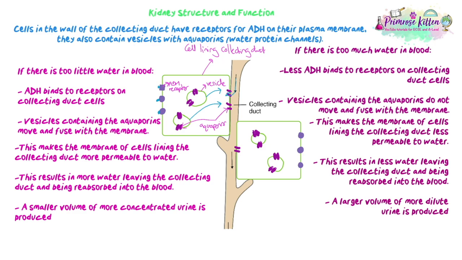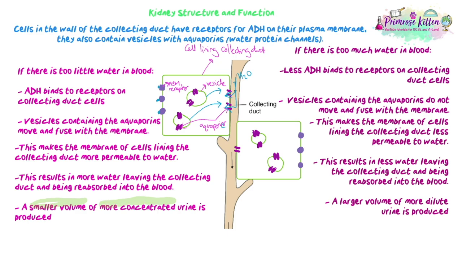This results in more water leaving the collecting duct through these aquaporin channels, and then it will move out of those cells and into the bloodstream. So it's going to get reabsorbed into the blood. But most importantly, the water is leaving the filtrate and it's not going to be in the urine. So we create a smaller volume of more concentrated urine. And it's more concentrated because there's less water in it, because we've removed the water and reabsorbed it.